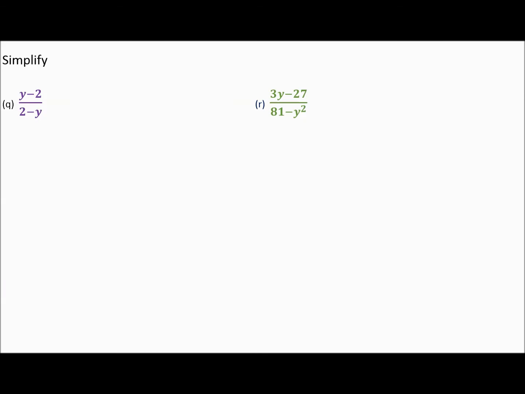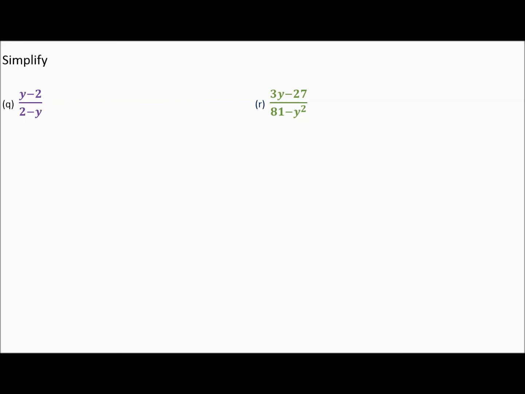Now here's an interesting problem for you. y minus 2 and 2 minus y. They are not the same thing, okay? You know, just like 7 minus 2 is 5, but if you flip that around to 2 minus 7, that's negative 5. They're not the same. But that is important. Notice they're the opposite signs.